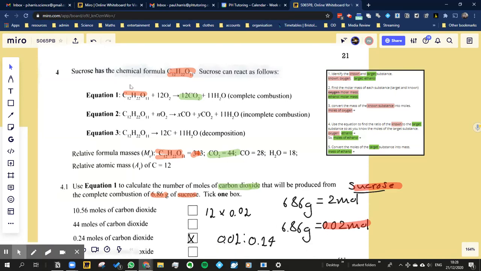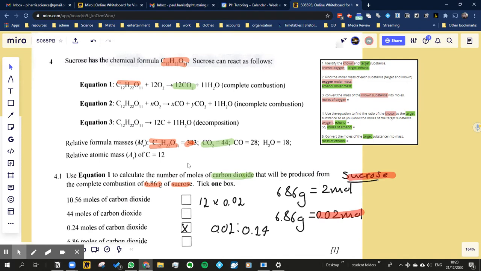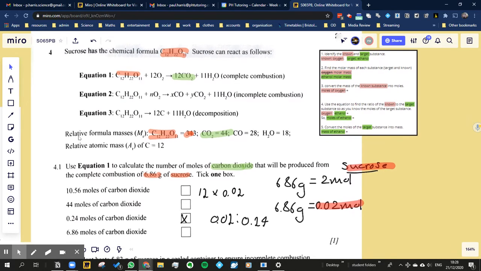Okay, so it's asking: sucrose has a chemical formula of this, and these are the reactions. It's going to ask you to do some other things later on with these things. We've got these missing numbers here, which we're probably going to do with a simultaneous equation or something like this. Okay, so let's go through these stages.